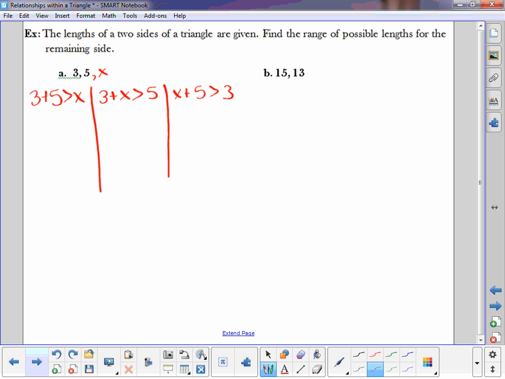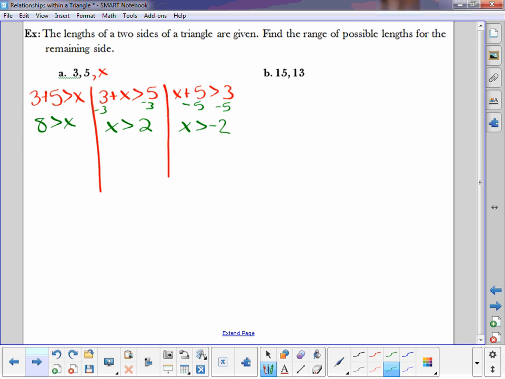Questions on that? Yes. Maybe X plus 5 is bigger than 3 because 5 is already bigger than 3. Great question. We'll go through it and then we'll see what happens with that. Good job thinking ahead of that. All right, so let's go ahead and solve each of these. So here I get 8 is greater than X. Here, when I subtract 3, I get X is bigger than 2. And here, when I subtract 5, I get X is bigger than negative 2.